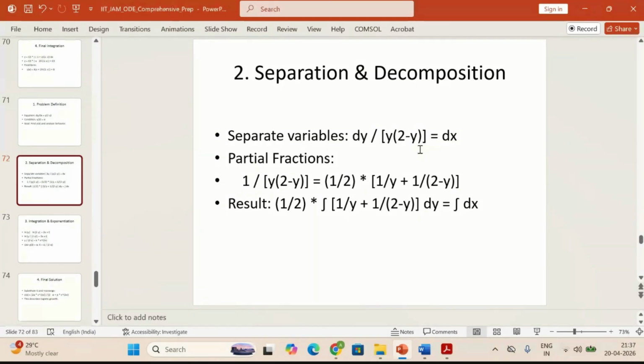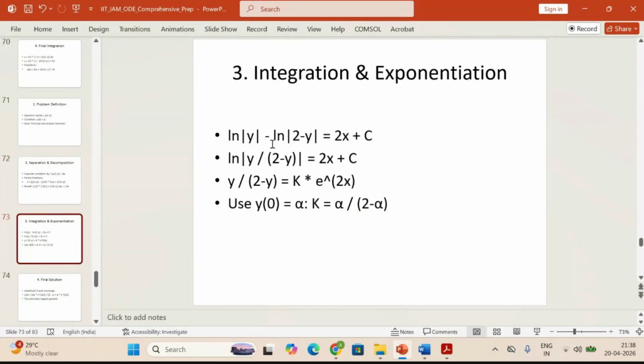Okay, so what you do is a separation of variables: dy over y(2 - y) equals dx, then partial fractions. So you get half times (1/y + 1/(2 - y)) dy equals the integration of dx. Then the simple integration: log of y minus log of (2 - y) equals 2x + c. So log of y/(2 - y) is 2x + c. y/(2 - y) is k times e to the power 2x.